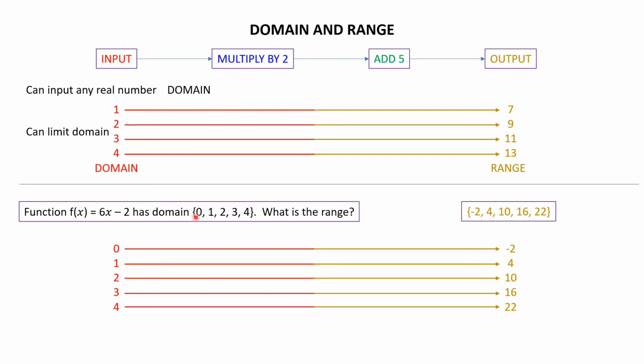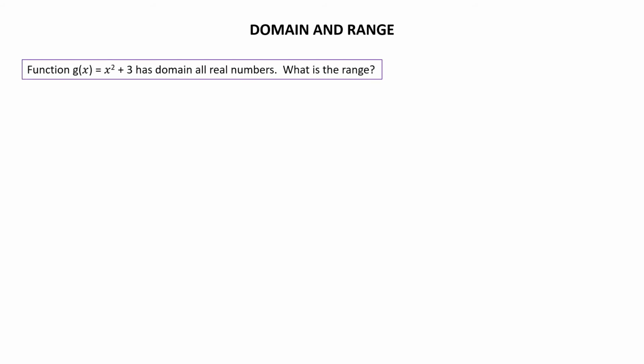Notice that I'm putting both the domain and the range in these little curly brackets there. So in the last example, I limited the domain artificially and thus limited the range. However, there are times in which the function will itself dictate that maybe the range is limited or maybe the domain is limited. For example, think about g of x is x squared plus 3. I'm going to say the domain is all real numbers. What's the range? Well, you might say, well, all real numbers.